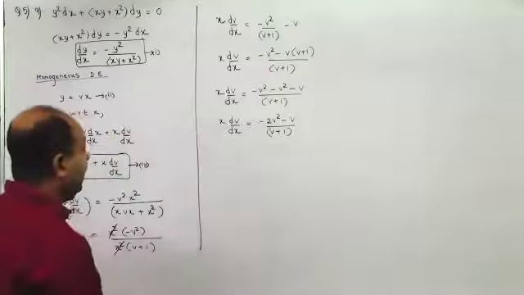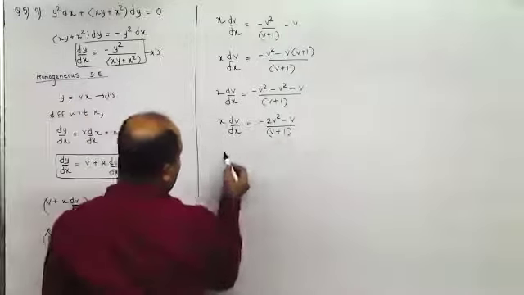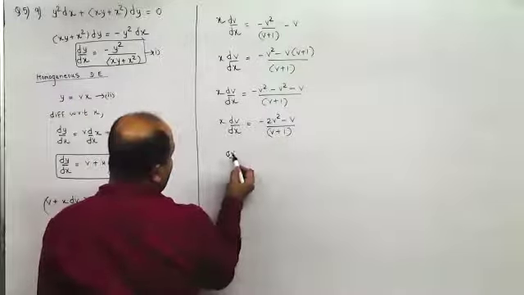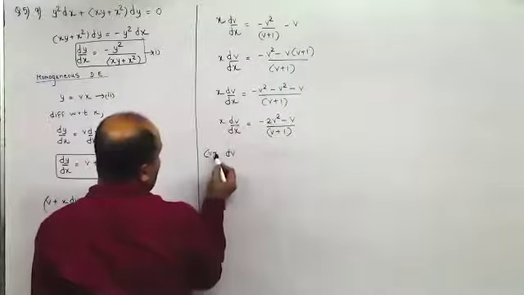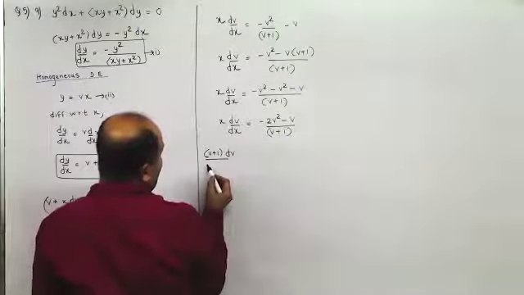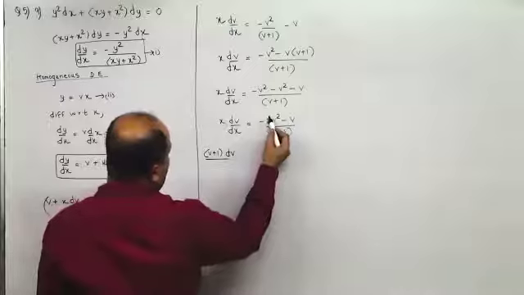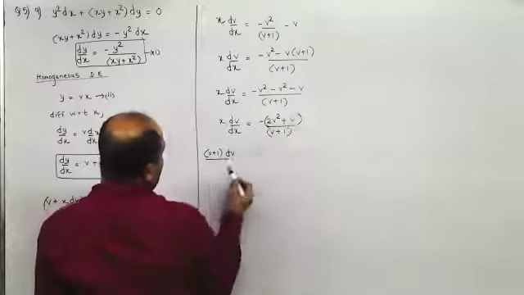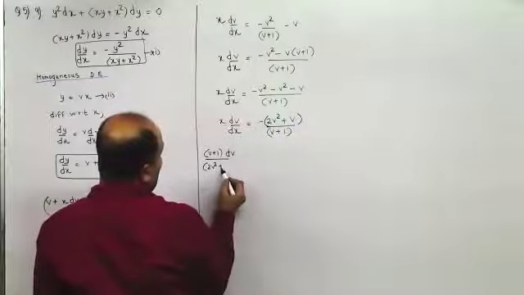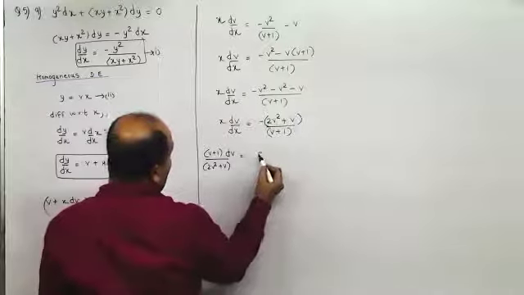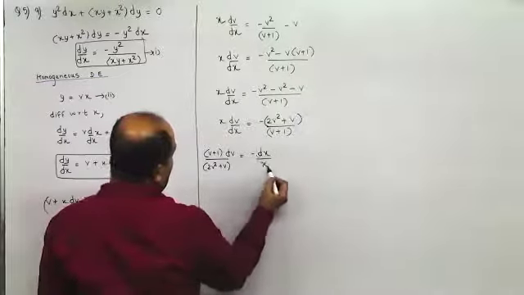Now, when I segregate it, I'll get dv in the numerator itself. So I'll take v plus 1 here and I'll write minus, when I take common, I'll get 2v square plus v. So I'll write here 2v square plus v and I'll write here minus dx upon x.